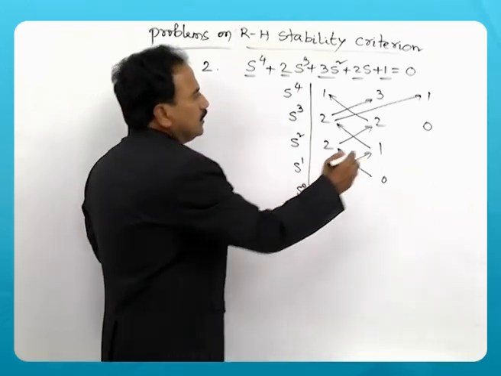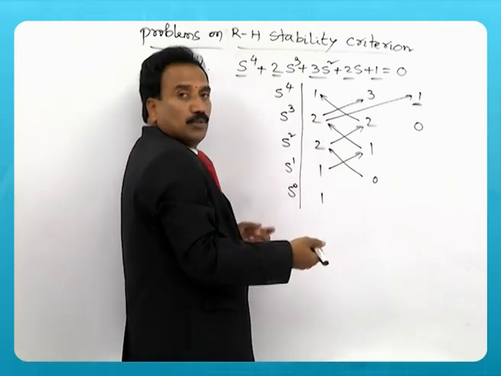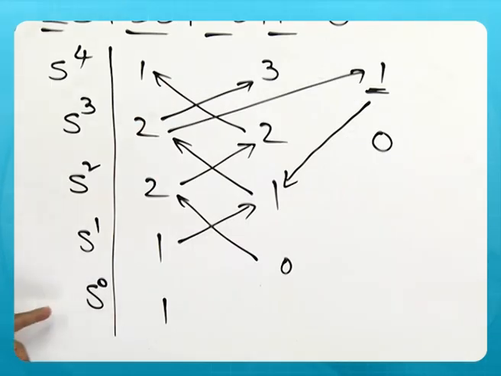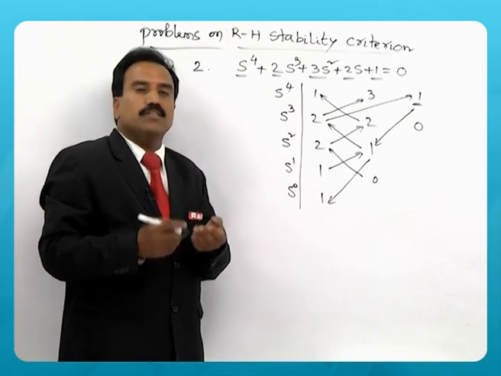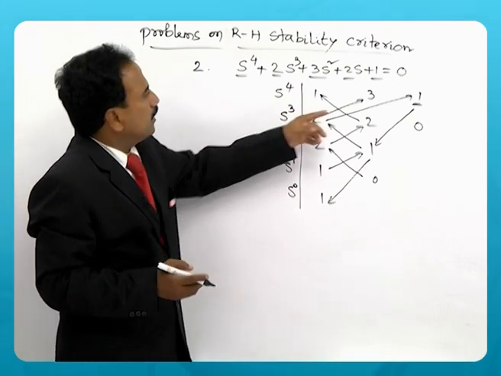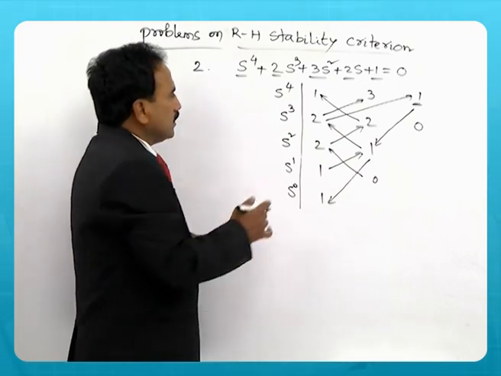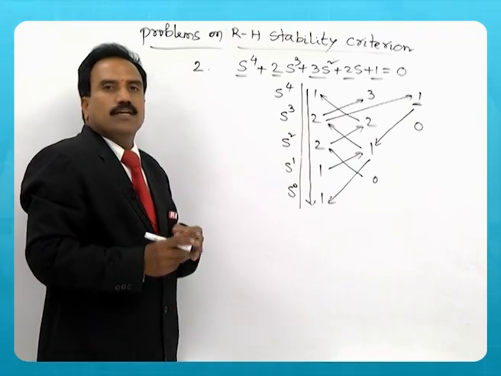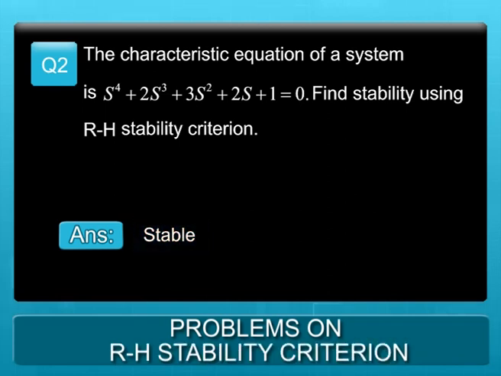You can always observe that the last element of the s power 4 row will be followed in the s power 2 row, then again in the s power 0 row. You can always cross check whether you are doing right or wrong. This way, the last component of s power 4, s power 2 and s power 0 will be same. Now, you can see that all the elements in the first column of the Routh's array have no sign change. So, the system is stable here.